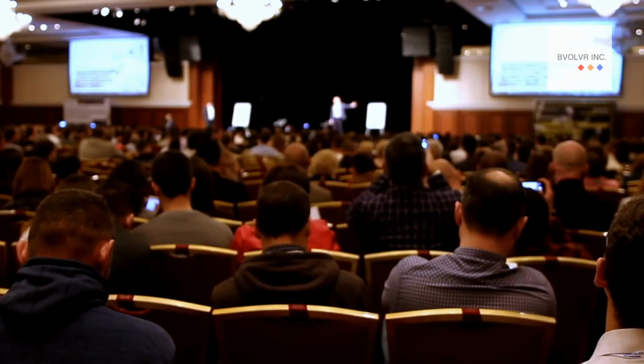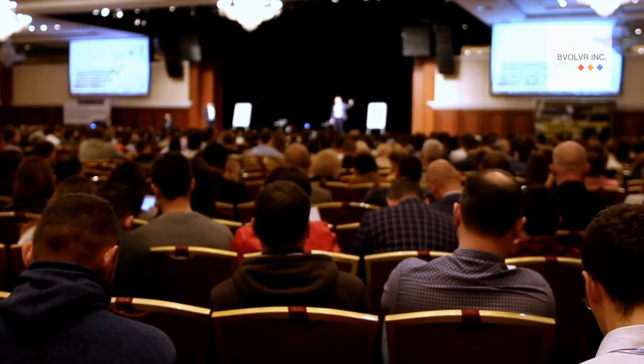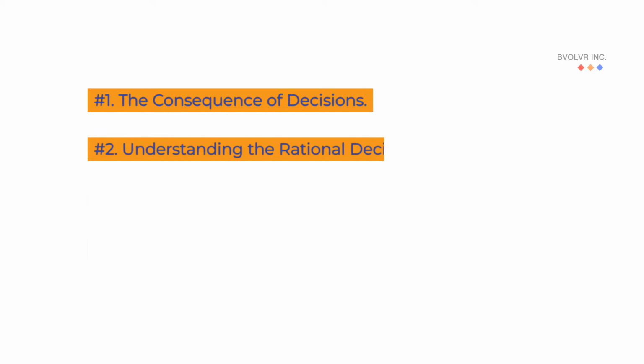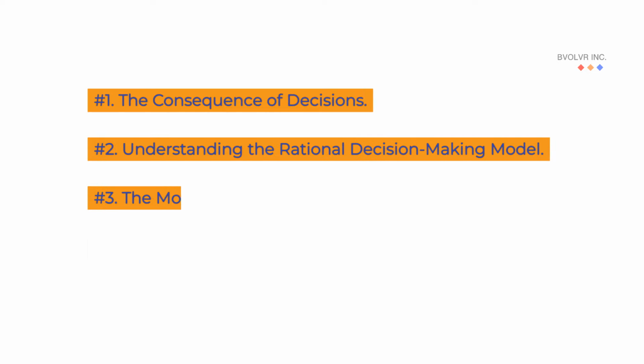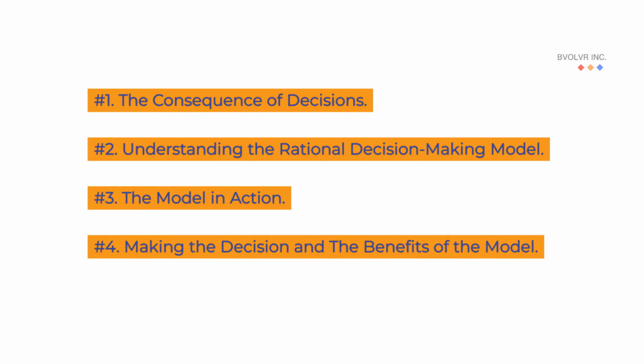Over the next few minutes, we are going to decode the rational decision-making model. We will be taking a business perspective as we share with you the following. Number 1. The consequence of decisions. 2. Deeper understanding the rational decision-making model. 3. The model in action. 4. Making the decision and the benefits of the model.